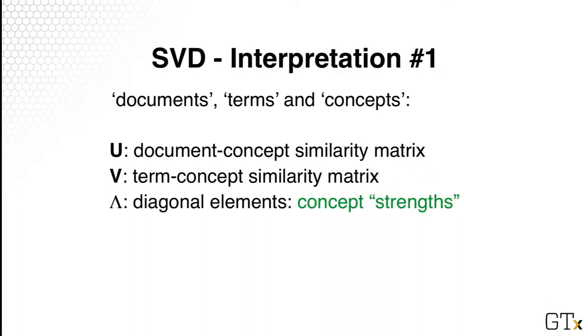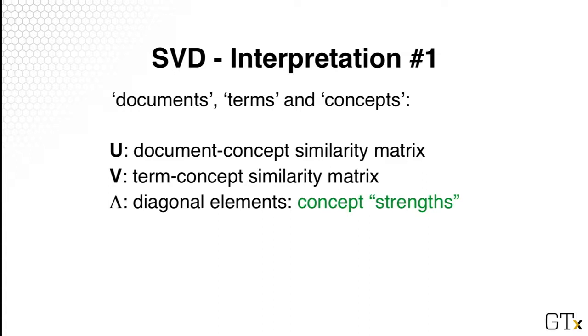We decompose our original matrix A into smaller matrices U, V, and lambda. In the context of text analytics, U is a document-concept similarity matrix, V is a term-concept similarity matrix, and lambda is a diagonal matrix with the concept strengths as the values.